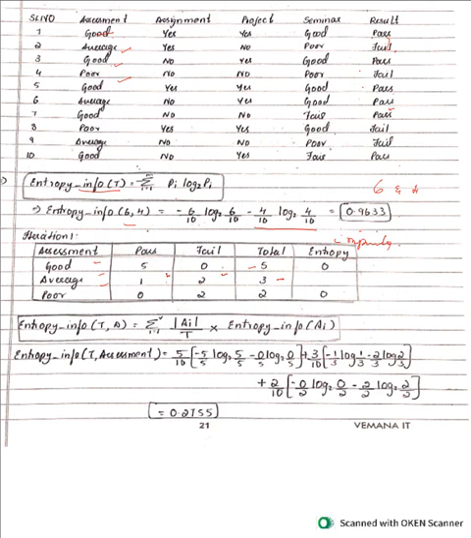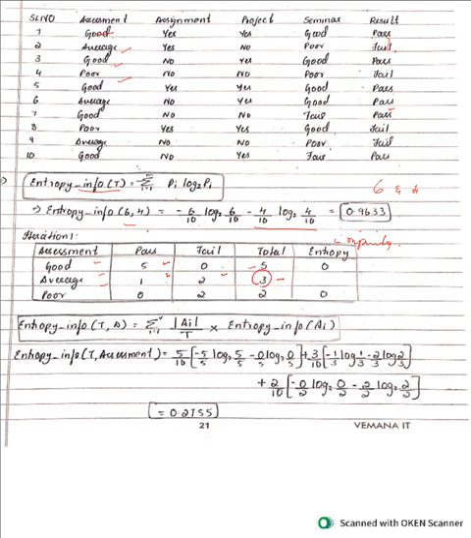So here the entropy we have put as 0, because why? If you take good, totally we have 5 instances, and all the 5 fall under the category pass. If all fall under one class, the other category is 0, then the entropy will be 0. That is why we have put entropy as 0. And similarly, for average you have totally 3 instances, but pass is 1 and fail is 2, so we have to compute the entropy of this.